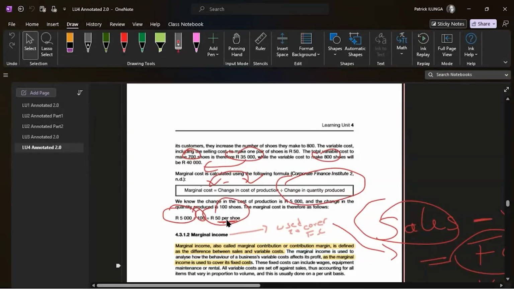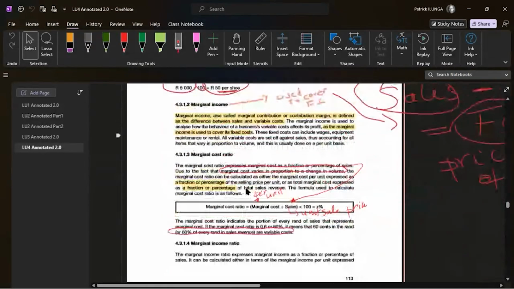So this is just to make you understand what the marginal cost is: the cost of producing one more. So if I want to produce one more shoe, it will still cost me 50 Rand. So in this case, for example, the marginal cost did not change. All right?